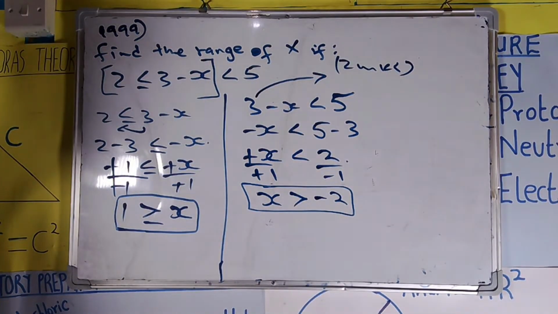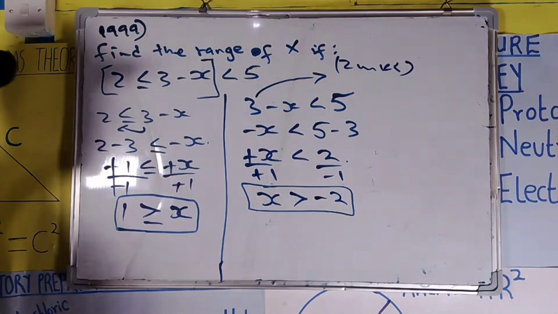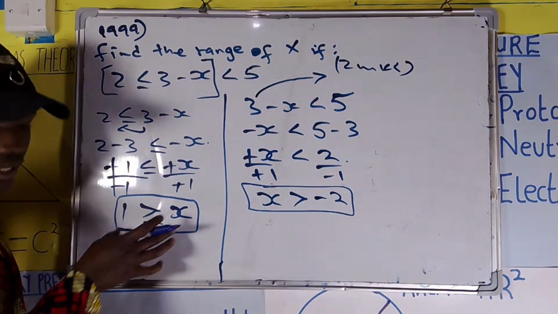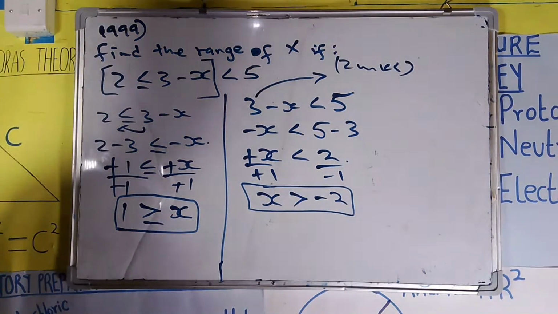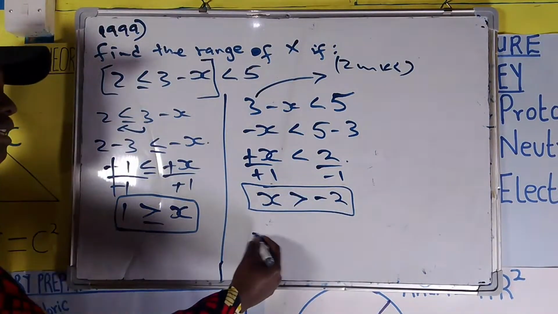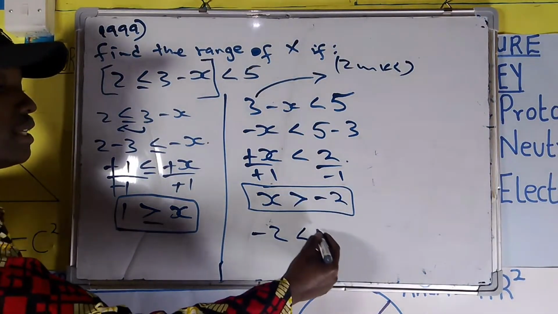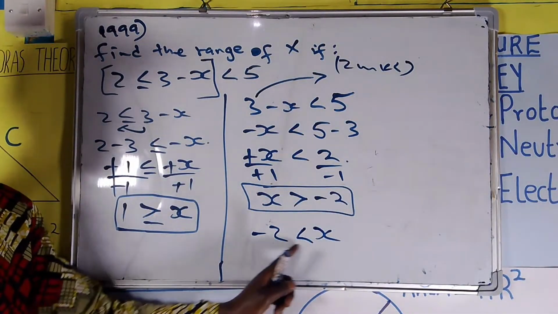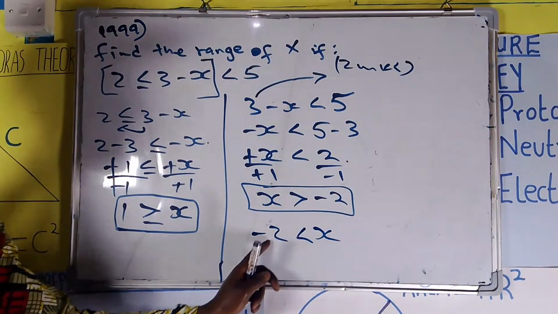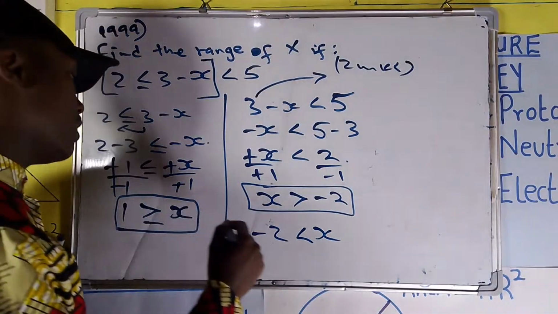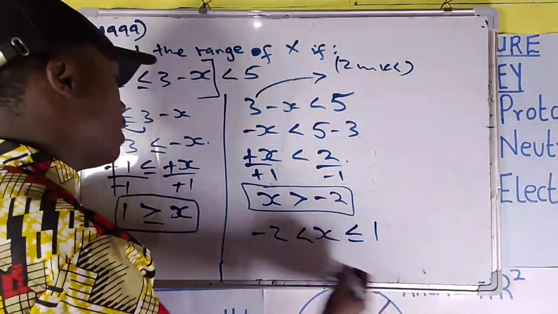Tukishikanisha hiyo, what we are now going to do is arrange this in a compound inequality, because we have been told to find the range of x. So where is the x ranging? It is ranging from negative 2 is less than x. Tukigeuza hii itakuwa negative 2 is less than x. We have not changed the meaning. The sign has changed, but the meaning still maintains. Then x in this case is less than or equal to 1.